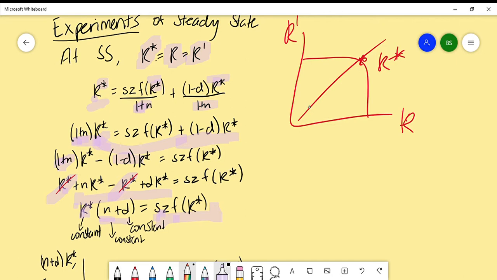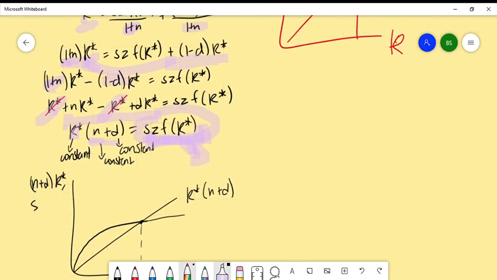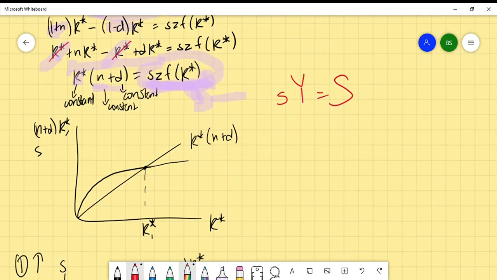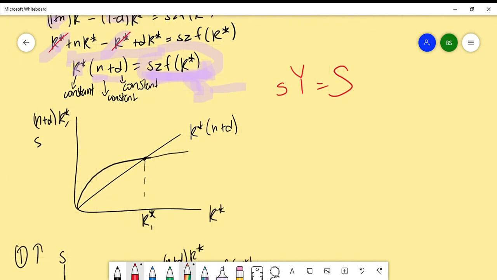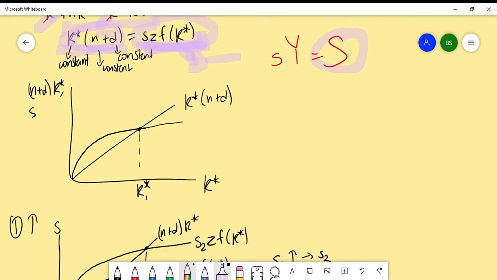And this little s is a savings rate. So this whole thing is just S times Y, which is savings, which is a pretty cool thing to know. Basically they're saying that this term, this k star n plus d, is equal to the savings at the steady state point.